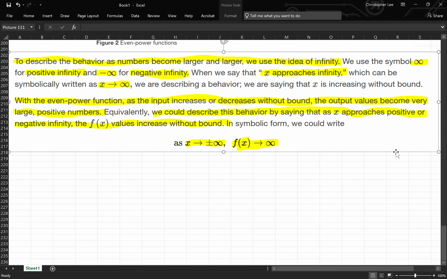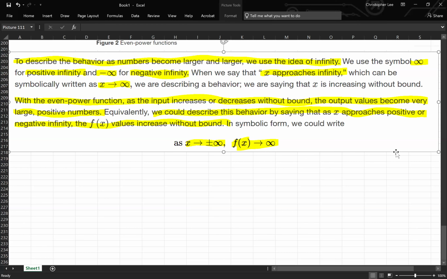All right, so look, to describe the behavior as numbers become larger and larger, we use the idea of infinity. So we use the symbol infinity for positive infinity and negative infinity for negative infinity. When we say that x approaches infinity, which can be symbolically written as x goes to infinity, we are describing a behavior. We are saying that x is increasing without bound.